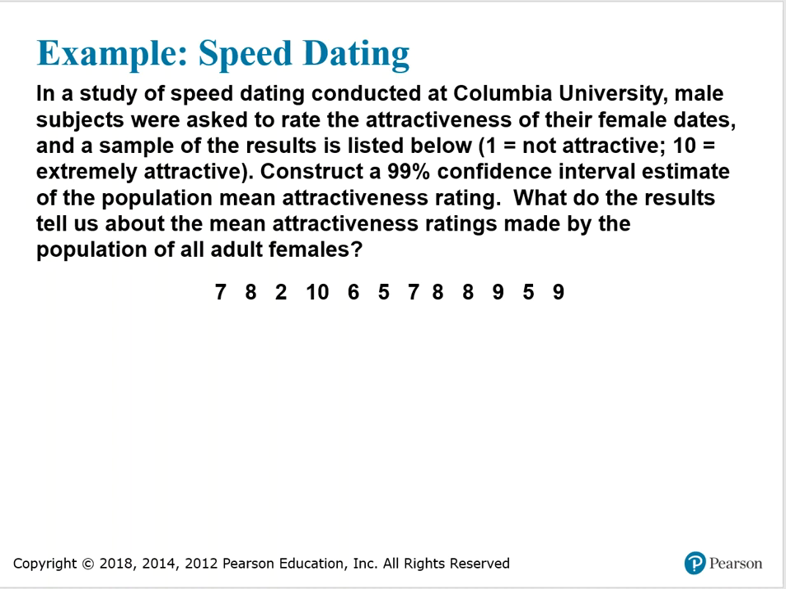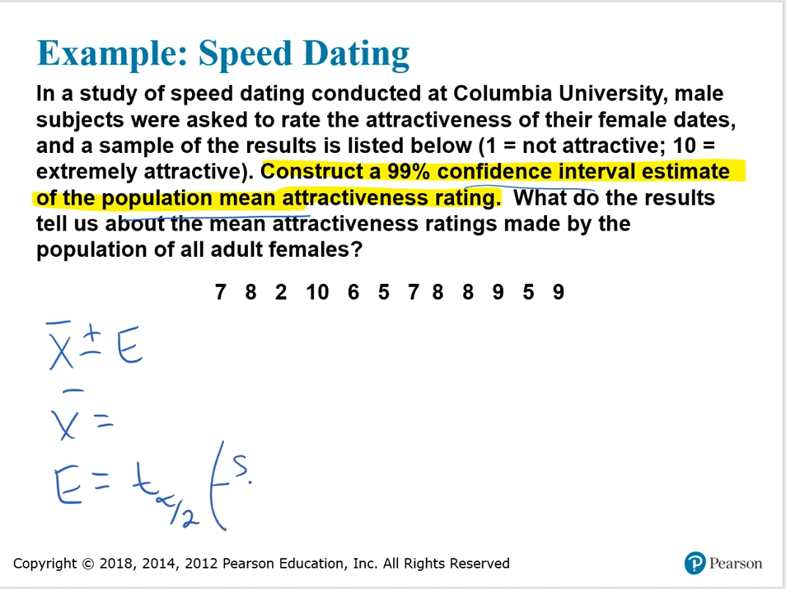So in looking for what I'm supposed to do, I'm supposed to construct a 99% confidence interval estimate of the population mean attractiveness rating. Because it's a confidence interval of the mean, I want to ultimately end up with X bar plus or minus E. To find X bar, I need to find the mean of the data set. And of course E is equal to T sub alpha over 2, because I don't know sigma, times S divided by the square root of N. Therefore, I need T.